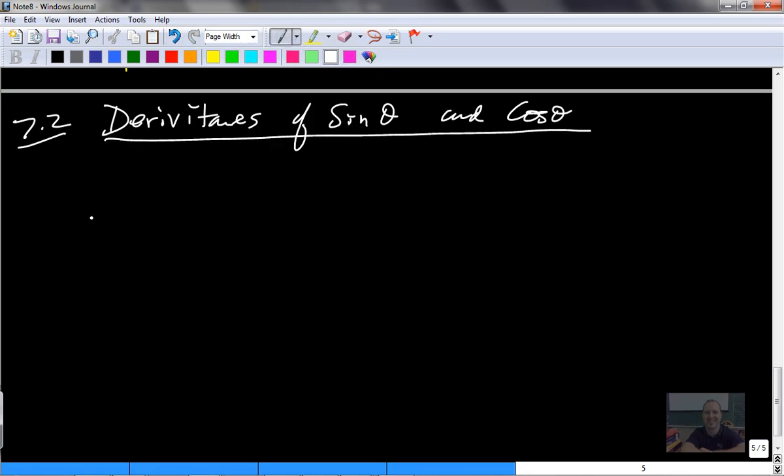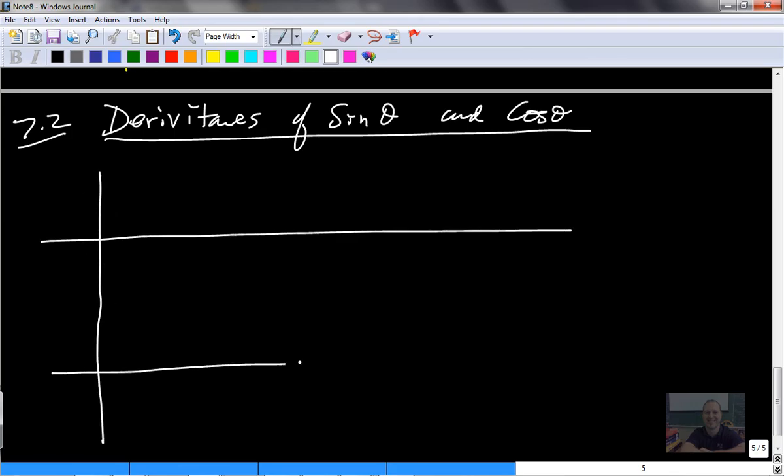I'm going to start off by drawing two graphs, using the same x-axis. First of all, I'm going to draw the sine theta, and I'm going to start from negative pi over 2. So that's going to be at negative 1. So the sine graph looks like this.